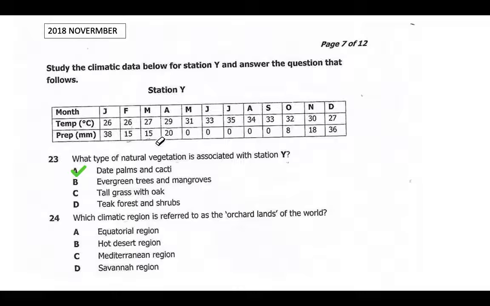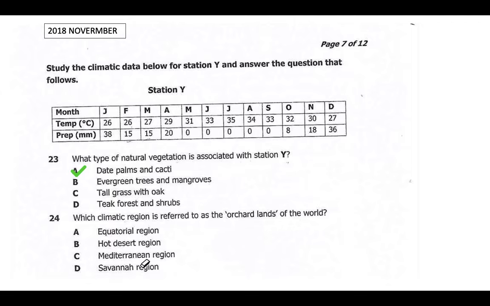So master the particular points where the rains begin, and how temperature gradually increases, and then when temperature reduces. It's important. I hope you're able to remember the strip of the line. That strip of the line is important for you to notice, okay? And then we have question 24. Which climatic region is referred to as the orchard lands of the world, okay?